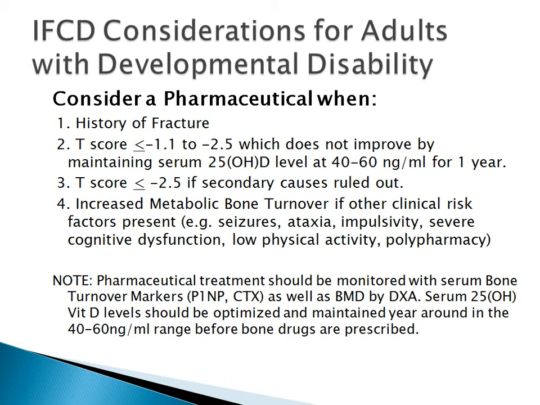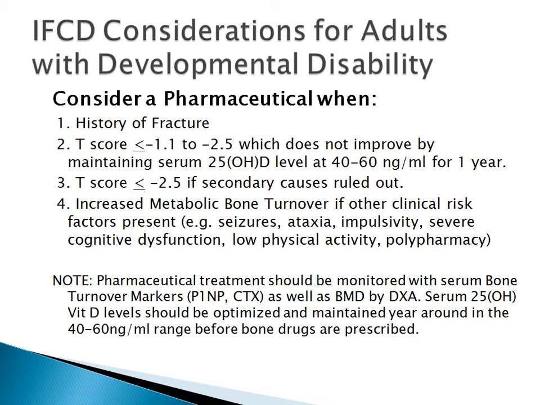Another reasonable approach would be, strictly, if there is an osteoporosis-level T-score not caused by any secondary cause, then it would be appropriate to consider a bone pharmaceutical. And if there's increased metabolic bone turnover, or if there are other clinical risk factors present, for example, seizures, ataxia, impulsivity, severe cognitive dysfunction, low physical activity, or polypharmacy, one might consider using a bone drug.